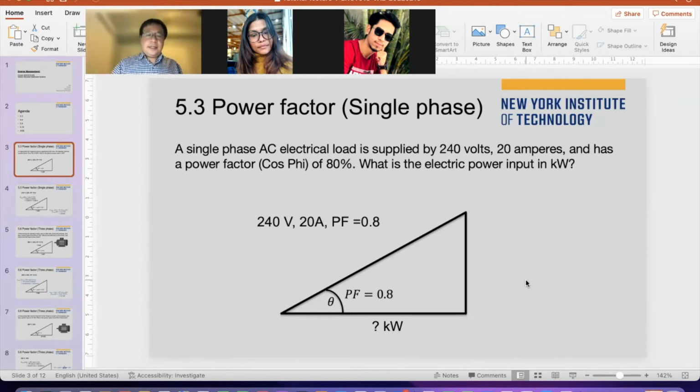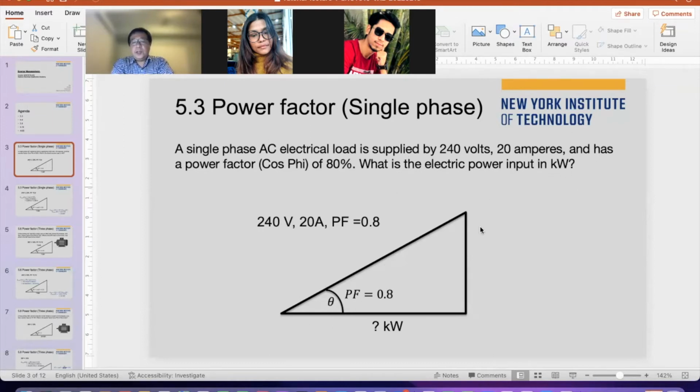So let's take a look at this question. A single-phase AC electrical load is supplied by 240 volts, which is in a European country, not American, draws 20 amperes, and has a power factor cosine theta of 80%, that is 0.8. What is the electric power input in kilowatts? The question is very obvious: kilowatts.